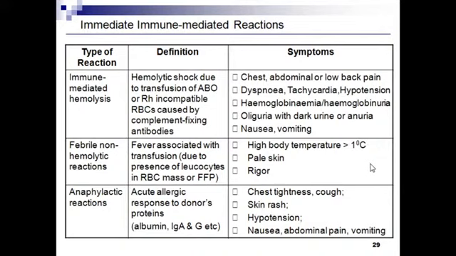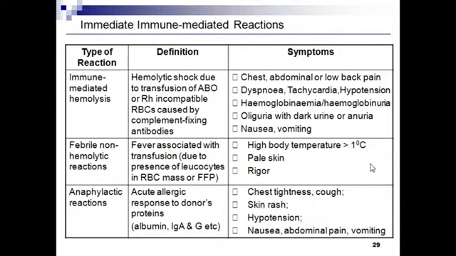Immediate immune-mediated reactions. Three types. Immune-mediated hemolysis. Hemolysis is a demolishing of erythrocytes due to activation of the complement system. Due to hemolysis, we can find hemolytic shock due to transfusion of ABO or Rh incompatible erythrocytes caused by complement-fixing antibodies.